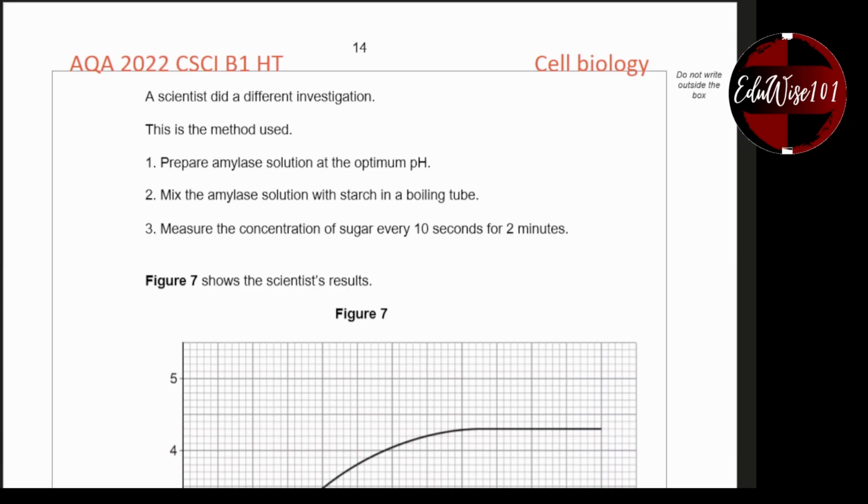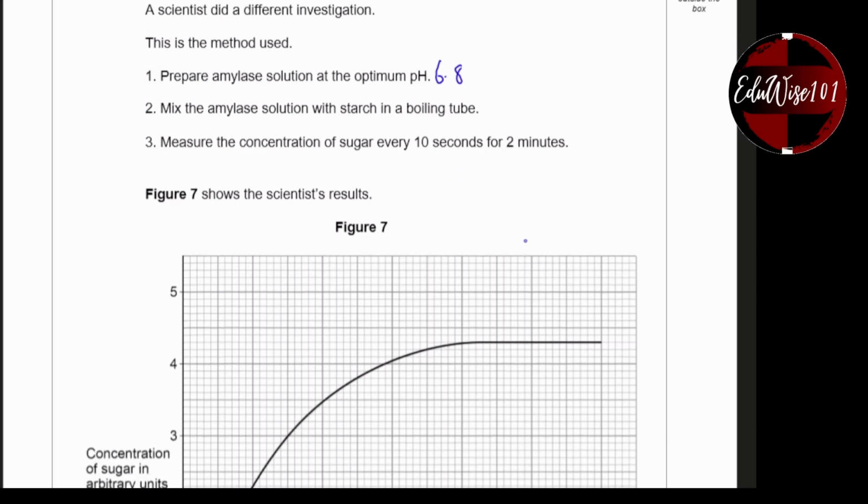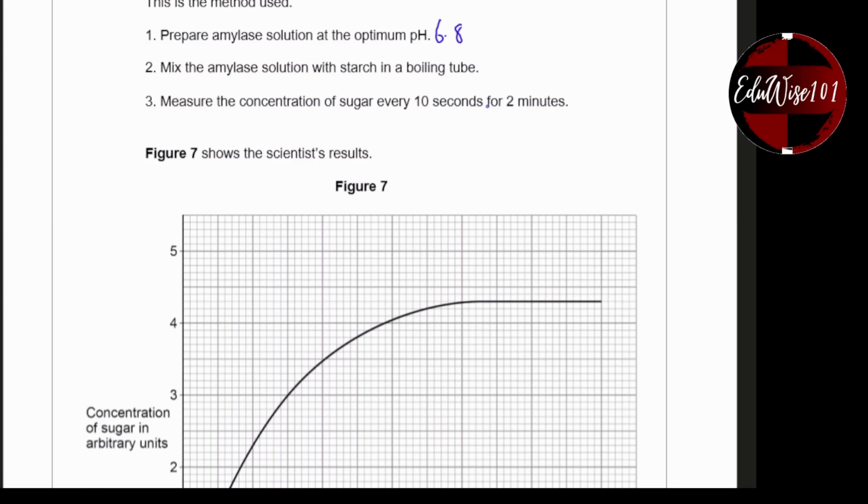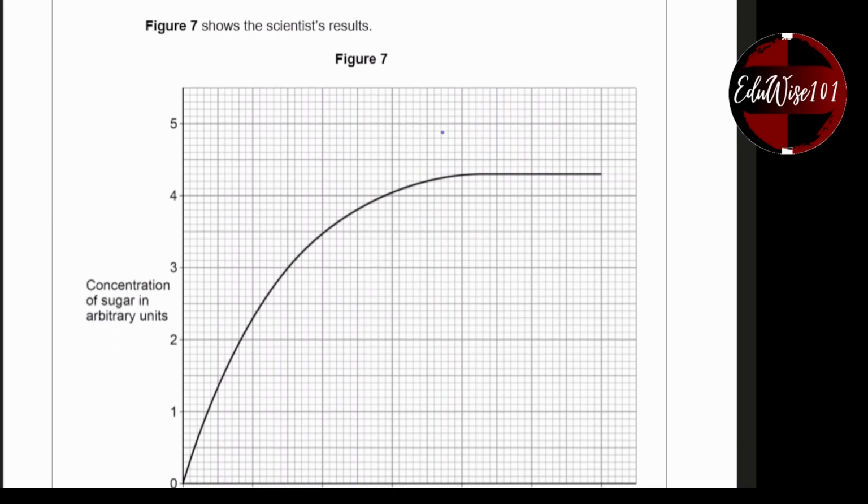A scientist did a different investigation. This is the method used. Prepare amylase solution at the optimum pH, so that would be 6.8 pH. Mix the amylase solution with starch in a boiling tube. Measure the concentration of sugar every 10 seconds for 2 minutes. So what they're trying to find out is the rate of digestion of this starch. The concentration of sugar should go up as it's digesting more, but when all the starch has been digested, the concentration remains the same. Remember, the enzyme is not going to be used up by the end of the reaction.